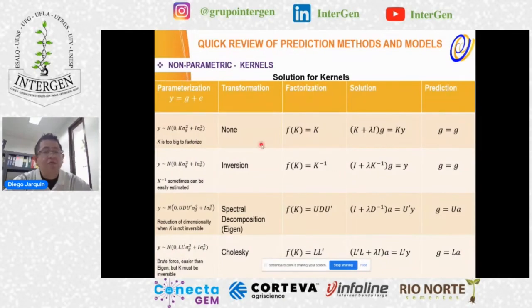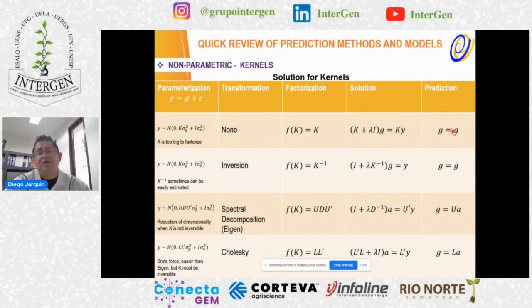So this is the way we find the solution. Many times we can get the solution at once, especially when we have a very large number of parameters. If we think of the linear predictor y equal to g plus e, K is too big to factorize. I mean, we don't have a factorization, and the solution is equivalent to the normal equations, where we have (K plus lambda I) g equal to K y.